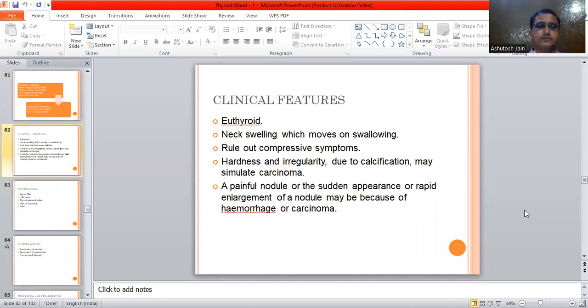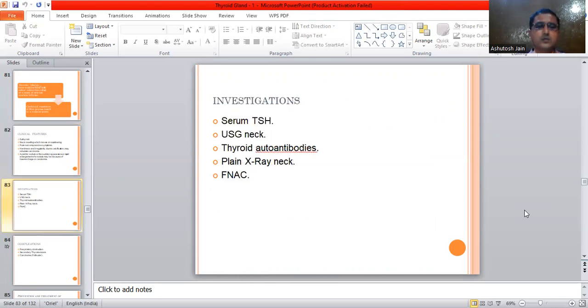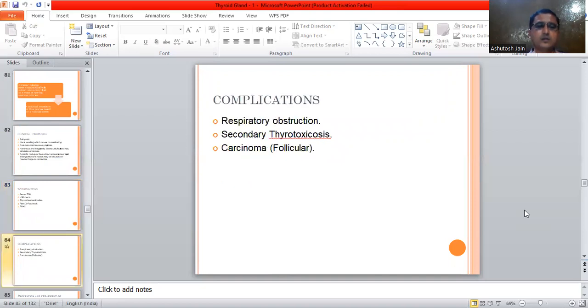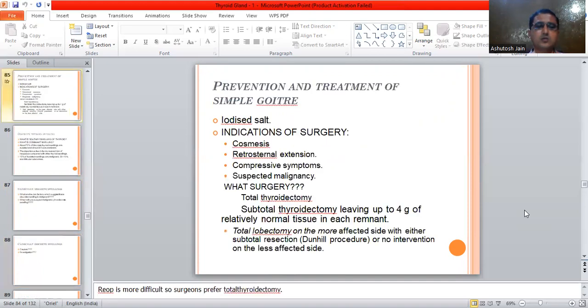Clinical features: euthyroid neck swelling which moves on swallowing, compressive symptoms, hardness and irregularity due to calcification may simulate carcinoma. Investigations: serum TSH, USG neck, thyroid autoantibodies, plain X-ray neck and FNAC. Complications: respiratory obstruction, secondary thyrotoxicosis, follicular carcinoma.